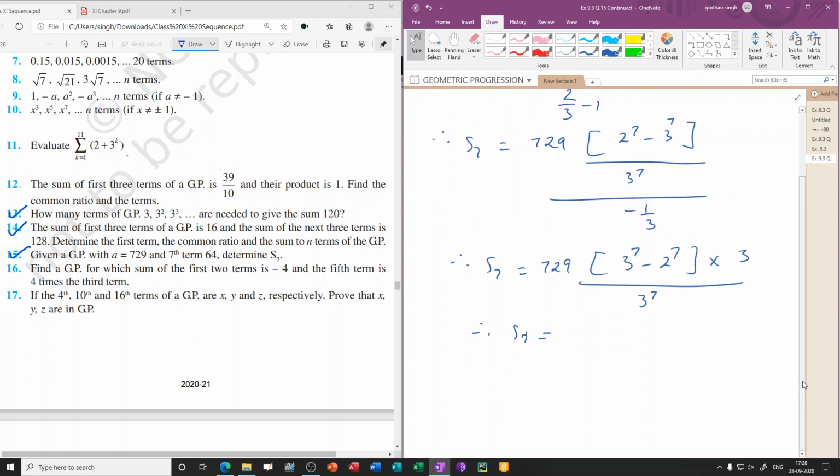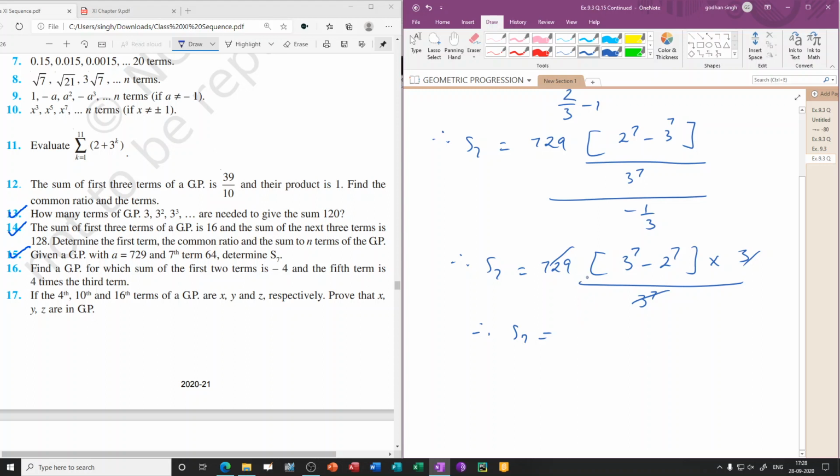now we have this 729, we know that is 3 raised to 6, and if you multiply with 3 it will become 3 raised to 7. So these two will be cancelled out, and what we'll be getting here is 3 raised to 7 minus 2 raised to 7. What is 3 raised to 7?